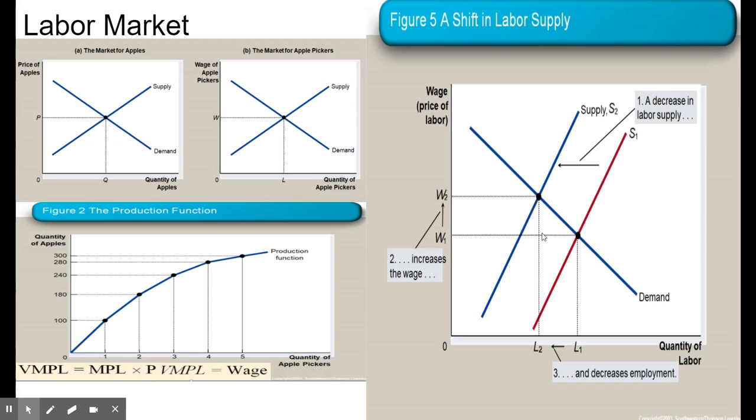A job is dangerous. A job takes a lot of natural talent, being a professional athlete or actor or musician, so the supply is going to be lower. So the wage is going to be higher. So it really just relates to whatever the supply and demand of labor are.